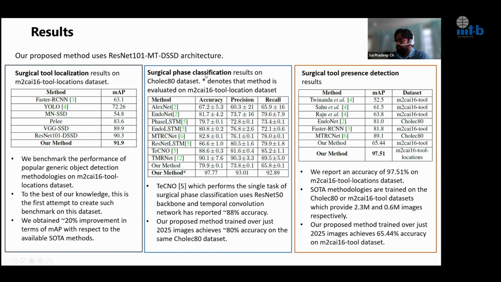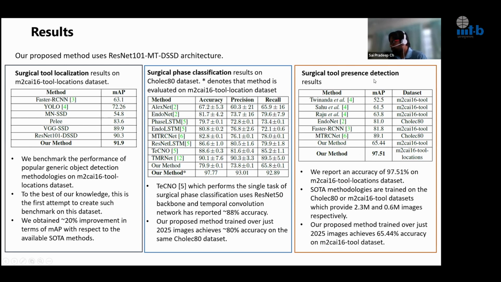Here we show surgical phase classification results on the Cholec80 dataset. Tecno, which is the state-of-the-art methodology, performs a single task of surgical phase classification using a ResNet-50 backbone and temporal convolution network, and has reported 88% accuracy. Our proposed method, trained over just 2025 images, achieves 80% accuracy on the same Cholec80 dataset. This particular methodology had used 2.3 million images. We have only used 2025 images.